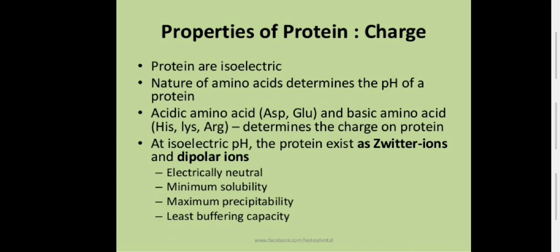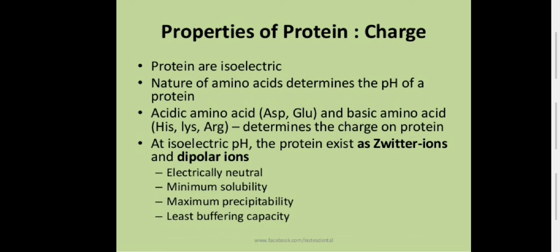We have protein or isoelectric. Okay. It carries, of course, both positive and negative. The nature of amino acids determines the pH of a protein. Okay. When we say pH, what do you mean by pH in general chemistry? It is potential hydrogen. Okay. For acidic amino acids, we have aspartic acid and glutamic acid. And for basic amino acids, we have histidine, lysine, and arginine. And these determine the charges on protein.